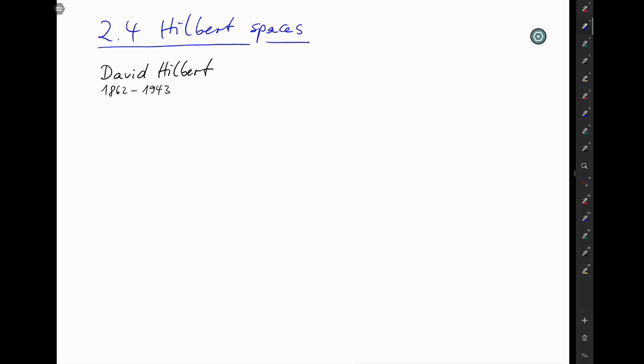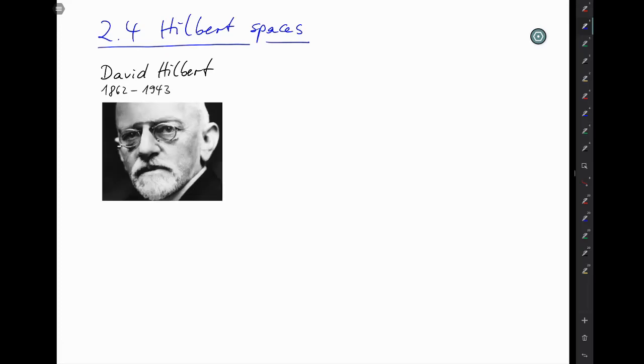Our little journey through classes of spaces with increasingly more features and increasingly better properties now culminates at the so-called Hilbert spaces in section 2.4. They are named after David Hilbert, another great mathematician of the 20th century, and that's his picture.